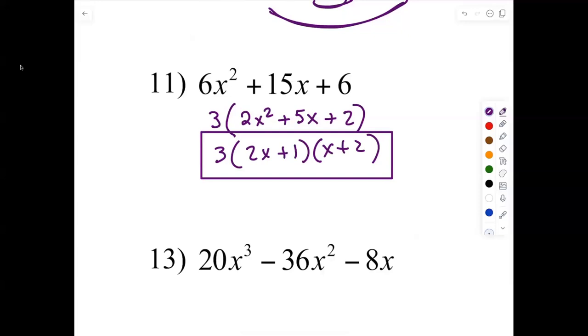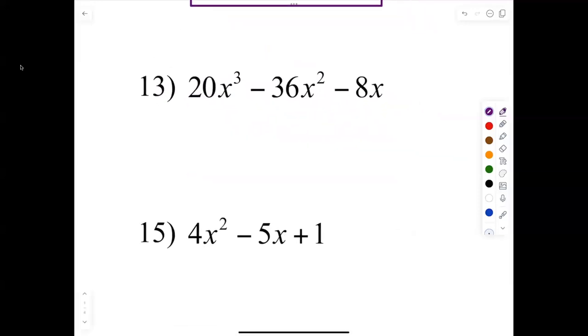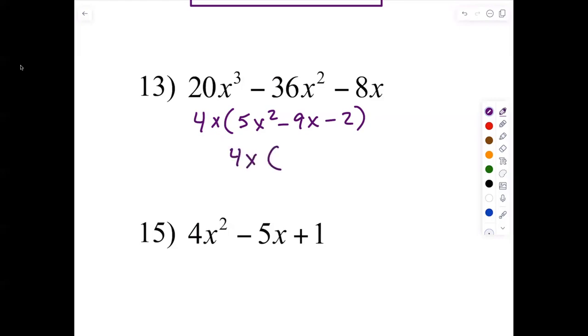All right, here we go. GCF. 4x. Parentheses, what do we got? 5x squared. What else? You with me on this, right? 4x, parentheses. What do we got? 5x, x. What else? 2. Where's the 2 go?